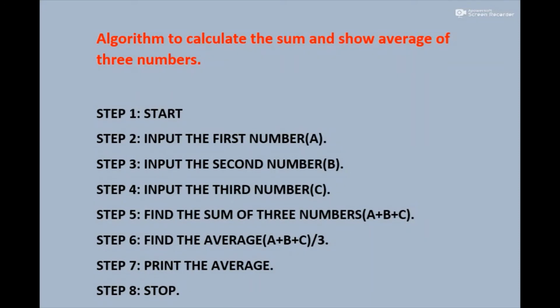The seventh step is print the average, that means showing the average of three numbers. And the last one is stop. Because of this step, the algorithm will be stopped here.